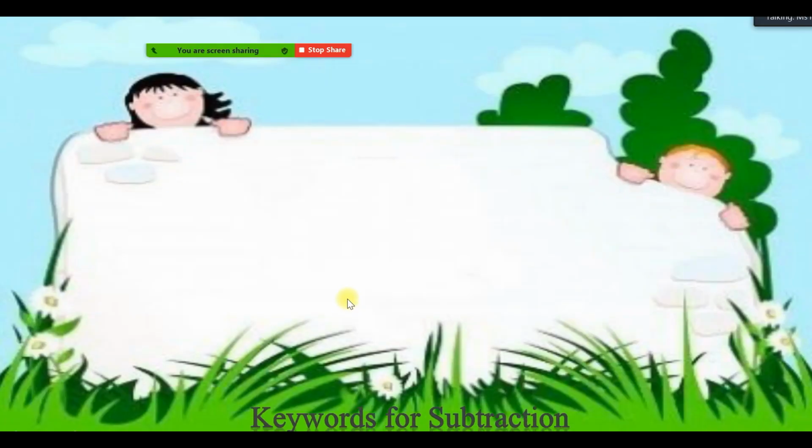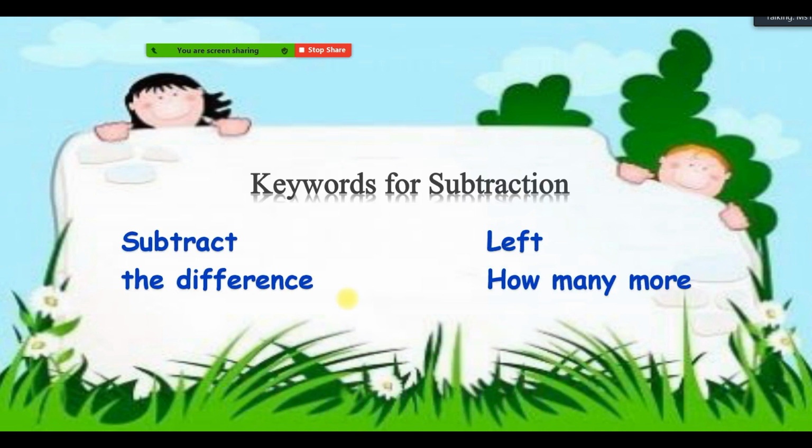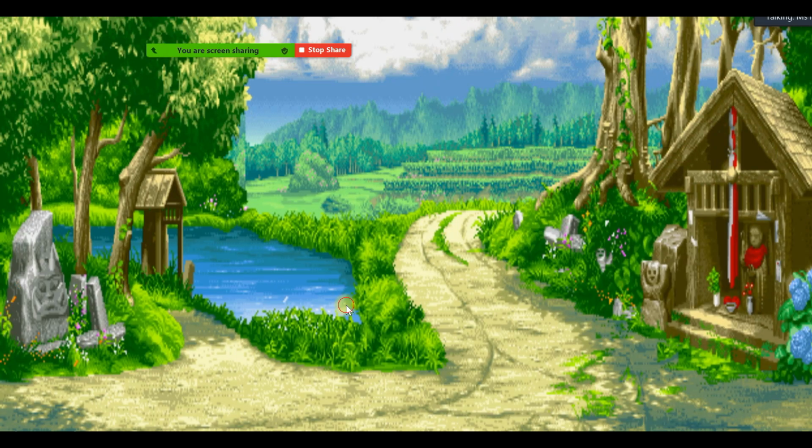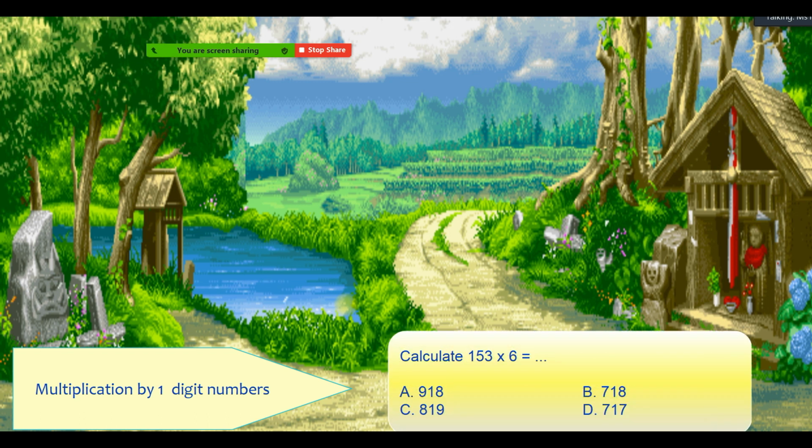The keywords for subtraction are subtract, left, the difference, how many more, minus, less than. These are the keywords for subtraction. The next is multiplication by 1-digit number.